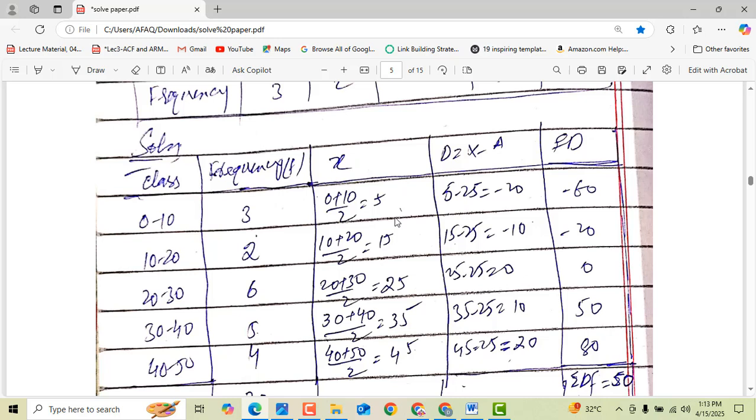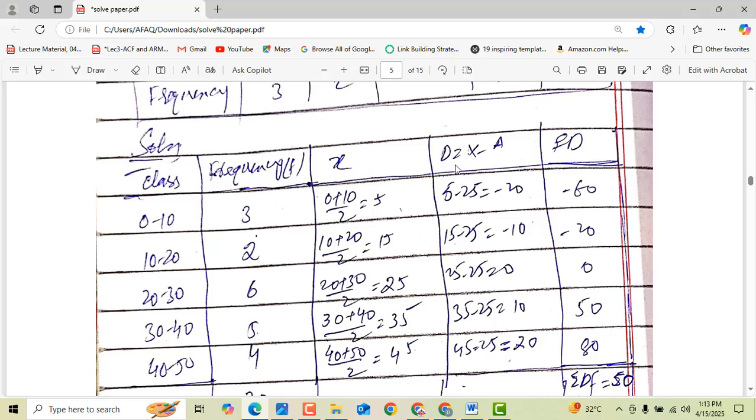Now we are going to take the midpoints of the classes, labeled as x here. 0 plus 10 divided by 2 is equal to 5, 10 plus 20 divided by 2 is equal to 15. Then we are going to pick the succeeding values of x by adding 10. 15 plus 10 is 25, 25 plus 10 is 35, 35 plus 10 is equal to 45.